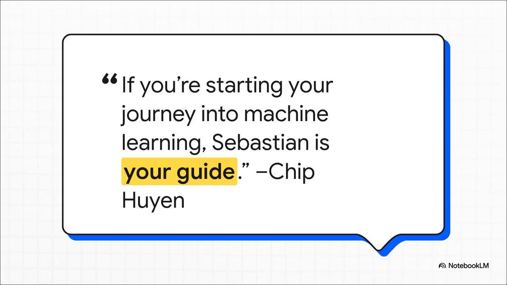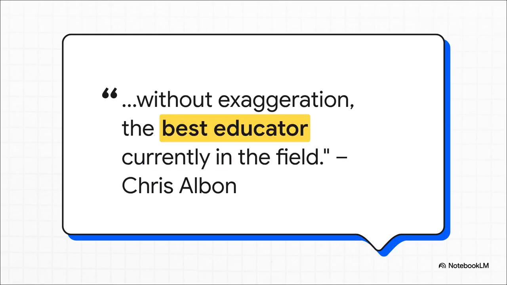So first up, our guide. This is Sebastian Raschka, and you don't have to take my word for it. Chip Huyen, who literally wrote the book on designing machine learning systems, says he's the guide for your journey. I mean, coming from her, that's pretty much the gold standard of recommendations. And it doesn't even stop there. Chris Albon from the Wikimedia Foundation calls him, and this is a direct quote, the best machine learning educator currently in the field. When your guide gets this kind of praise, you know you're in very, very good hands.